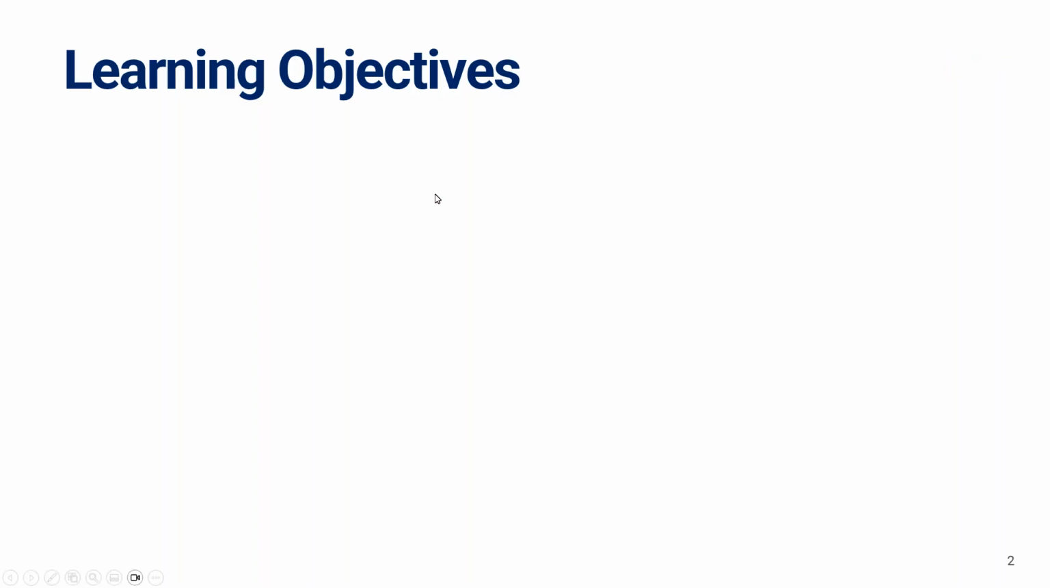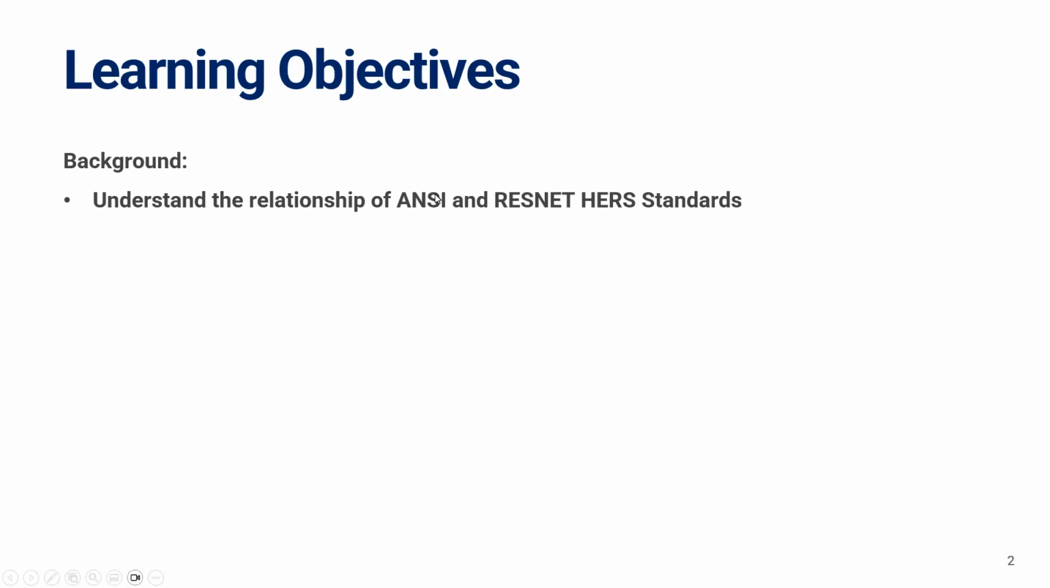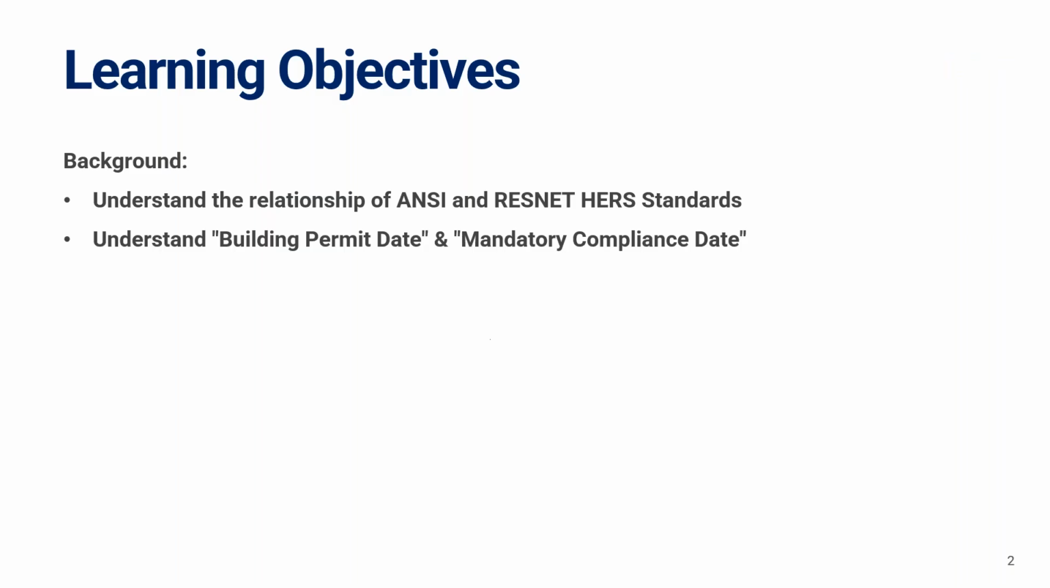So these are our learning objectives for today. I think we often assume that some people have the same background, so I do want to make sure we do some level setting, make sure everyone who's joining today's webinar understands the relationship between the ANSI standards that we reference as well as ResNet HERS standards. I also want everyone to walk away from this understanding what we mean when we say the building permit date and the mandatory compliance date.